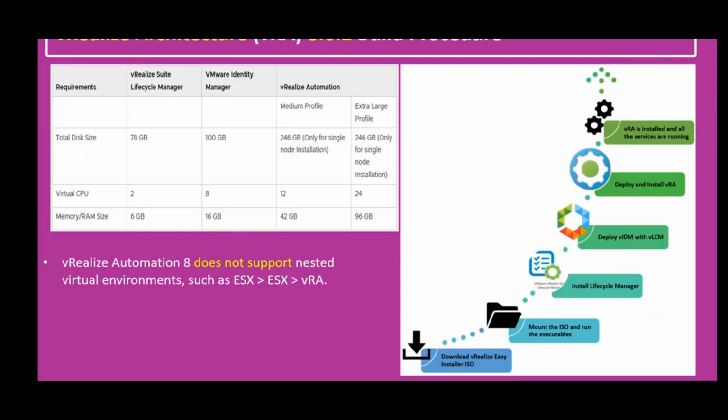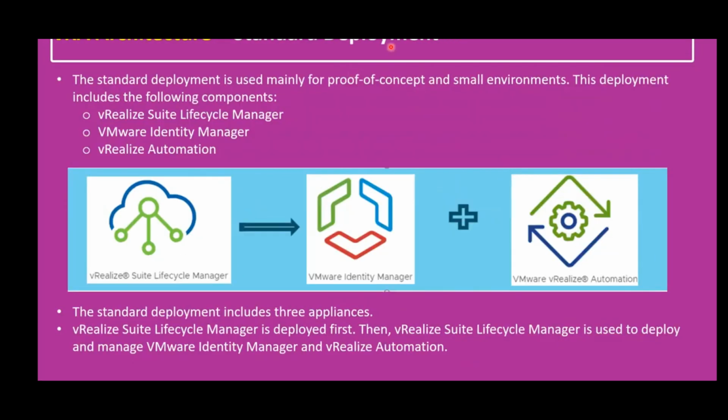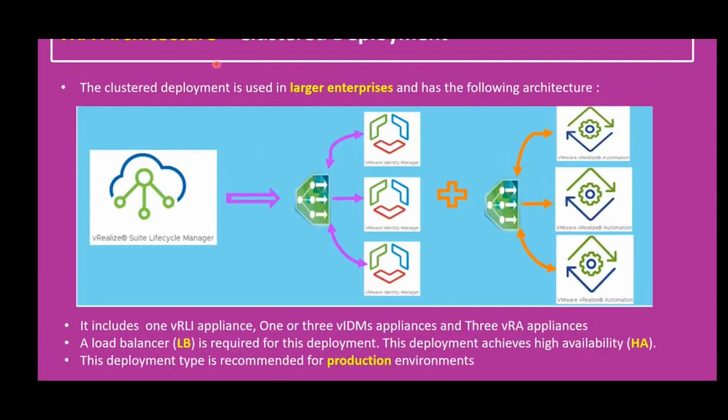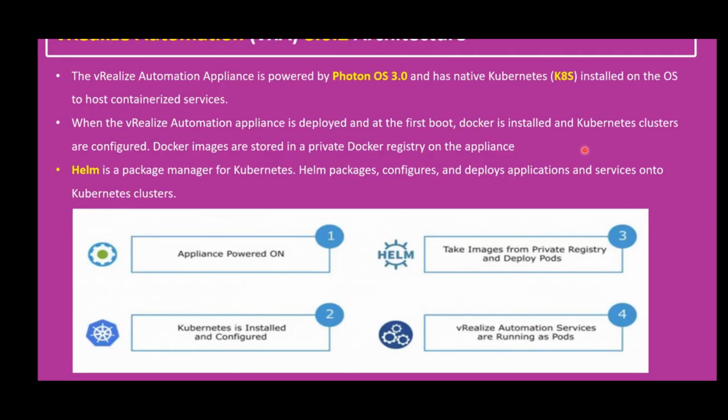So until now, we discussed the VRA deployment architecture, the standard deployment architecture and the cluster deployment architecture. Now I'm going to explain the VRA appliance level architecture. Within the VRA OS, what is the architecture inside? That architecture I'm trying to explain here, the appliance level architecture. So this is a very important point.